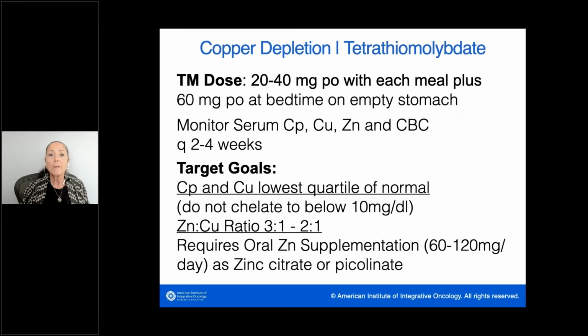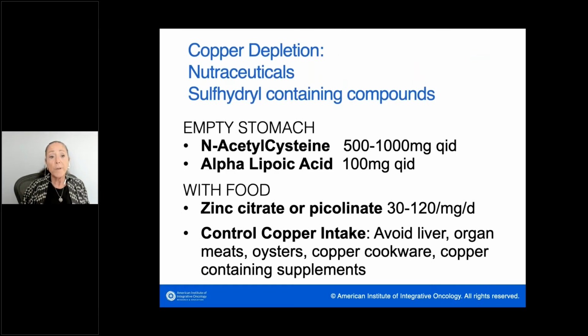And so by lowering copper and increasing zinc, you can do that. So if a patient has very high copper, we do oral chelation with tetrathiomolybdate. That's a prescription item. It's made by compounding pharmacies. But we can also mildly deplete copper with supplements that have sulfhydryl groups on them.